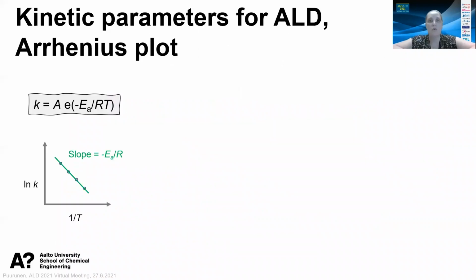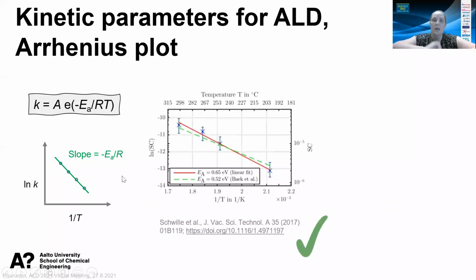Last warning: extracting kinetic parameters for ALD has been difficult because ALD reactions are so fast, but now it's possible through this slope analysis. And if you get an expression for the reaction rate constant as a function of temperature, then you can do the Arrhenius plot and find the adsorption activation energy. Here is an example where that has been elegantly done.